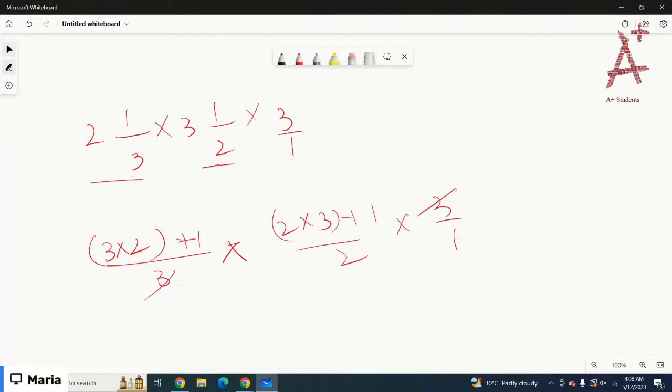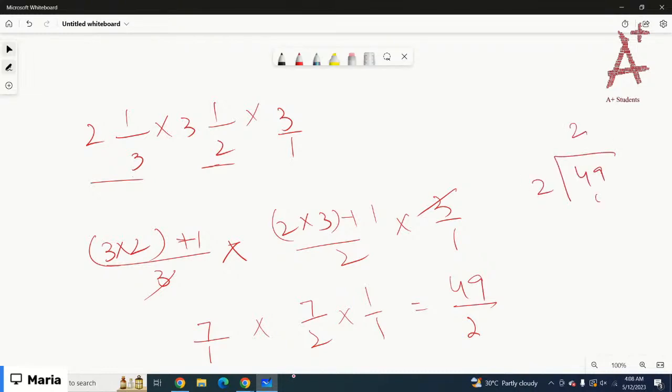You can cancel out these 3 and 3. They are in numerator and denominator. Okay, you are left with 2 times 3 is 6 and 1, 7 over 1. 2 times 3 is 6 and 1, 7 over 2. And it would be 1 over 1. Just multiply all the numerators. 7 times 7 is 49 and you have to divide it by the 2. Got it? Just divide 49 by 2.